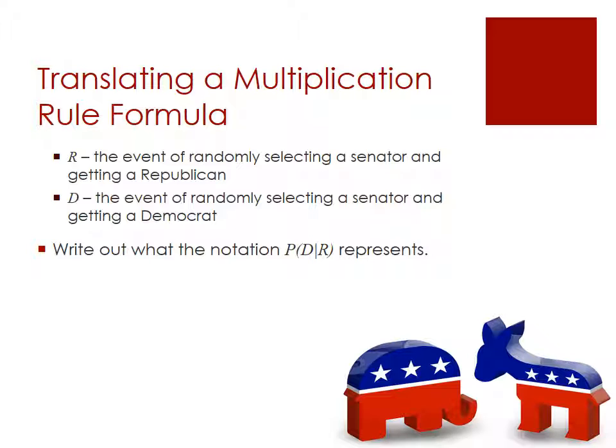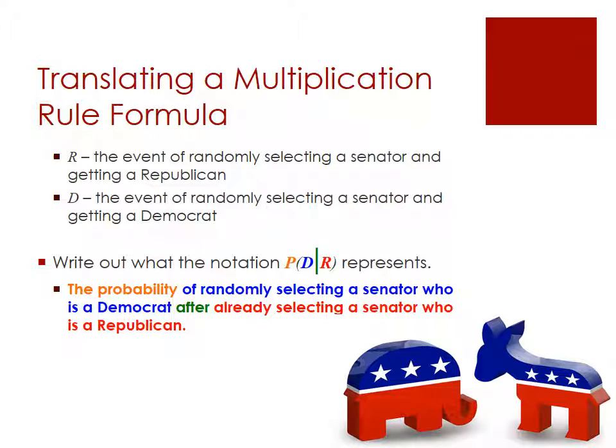So here we have the notation probability of D/R. And looking at the fact that R represents the event of randomly selecting a senator and getting a Republican, and D represents the event of randomly selecting a senator and getting a Democrat, I'd like you to pause this video for a moment, looking back at what we have from our previous section, and write out what you think this notation P of D/R represents in general language. So pause the video, write that out, and then when you're ready, turn the video back on, advance to the next slide, and let's check it together.